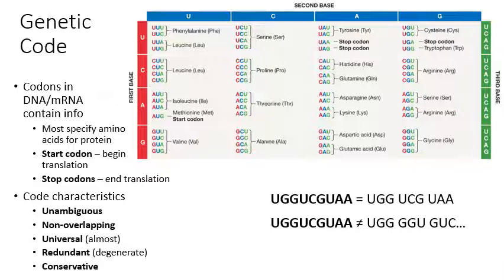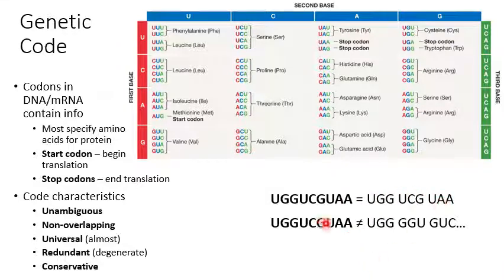The genetic code is also non-overlapping, which means that you always read it by moving down 3 bases, or 1 codon, at a time. So as an example, if you have this stretch of bases in your mRNA, UGG, UCG, UAA, you are always going to read that as UGG, then UCG, then UAA.